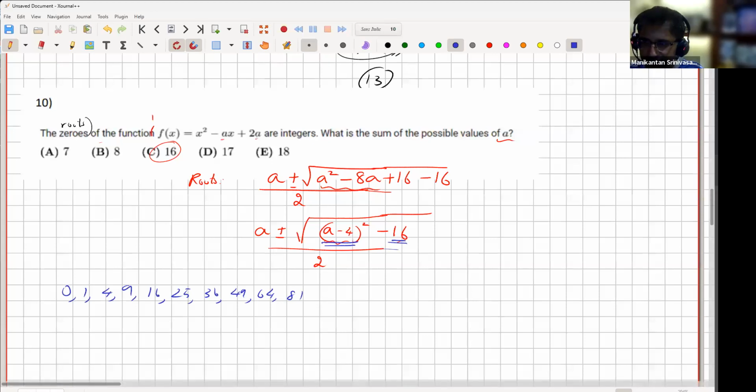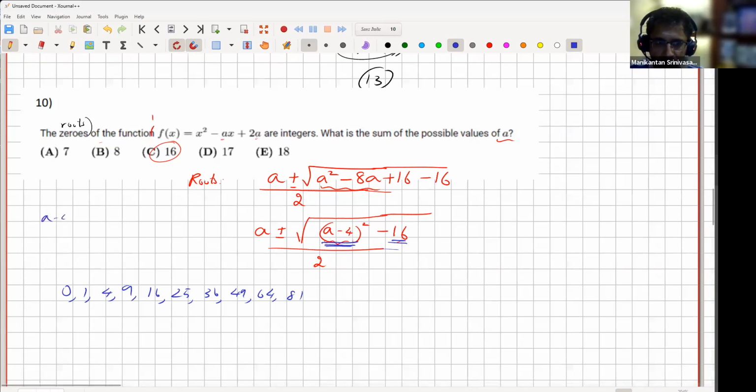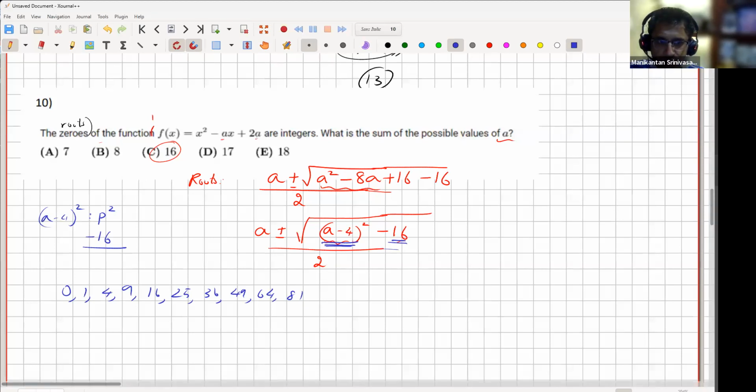Now, a minus 4 is a perfect square. 16 is just a number. It just happens to be a perfect square as well as part of completing the square. We need a perfect square minus 16 to be another perfect square. I'll repeat again. A minus 4 whole square, let's think of it as some number, p square. And 16 is just a number. We want the difference between p square and 16 to be q square, which means in the sequence of perfect squares, we are looking for pairs of numbers that are 16 apart. Are we clear? Or should I repeat?